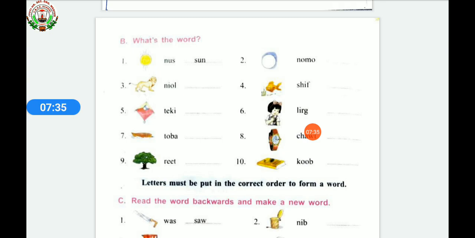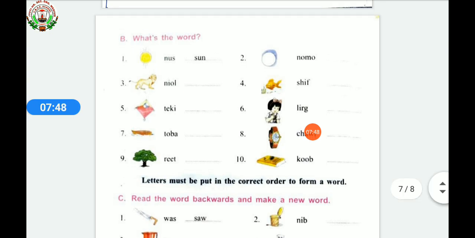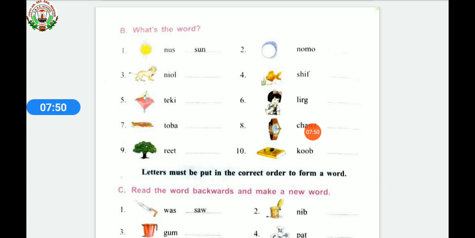Fish, fish. So, write the correct answer here, fish. Fifth one, the picture is of a kite. And what is written here? TEKI. It is arranged in a jumbled form. You have to write the correct form. You have to write the new word.